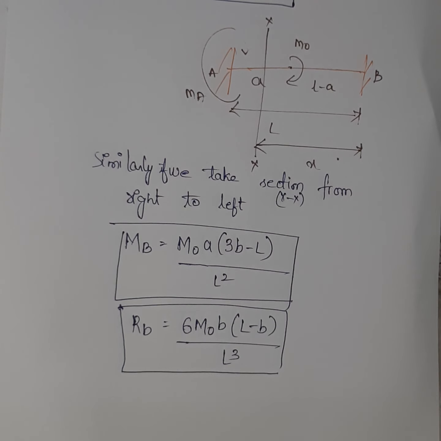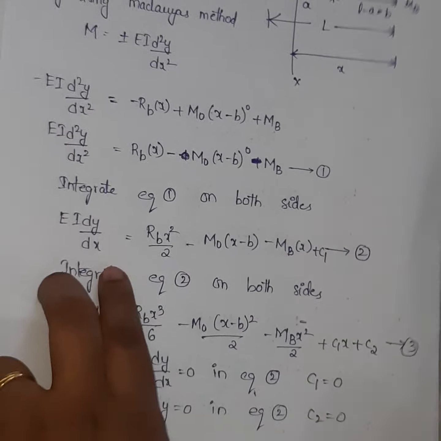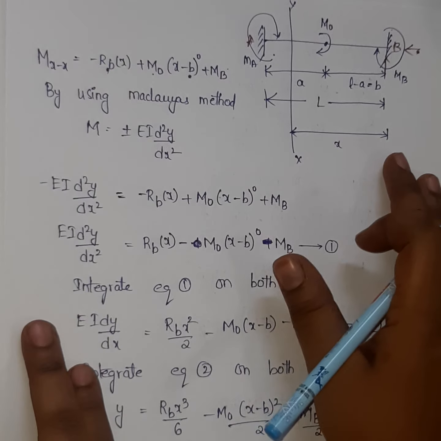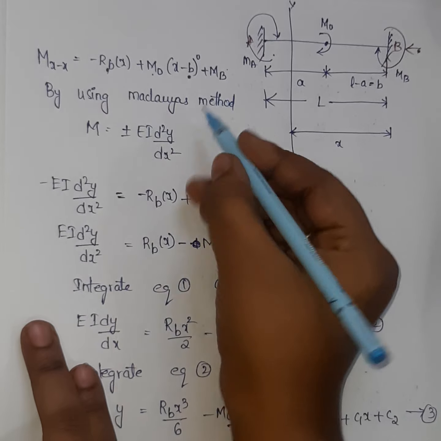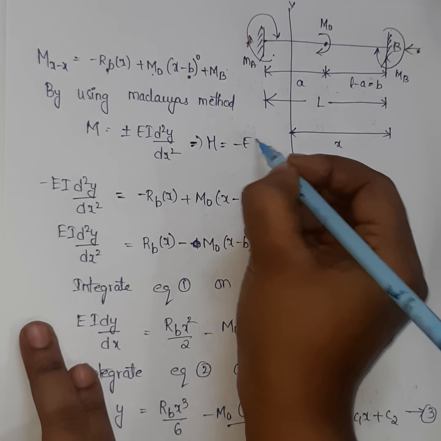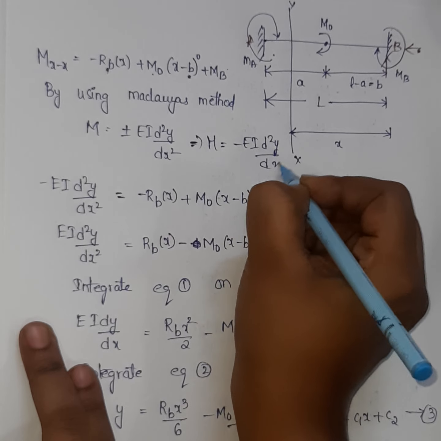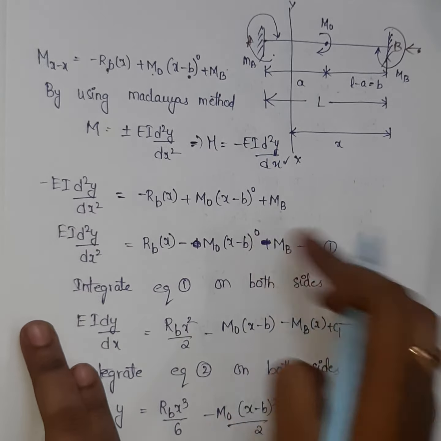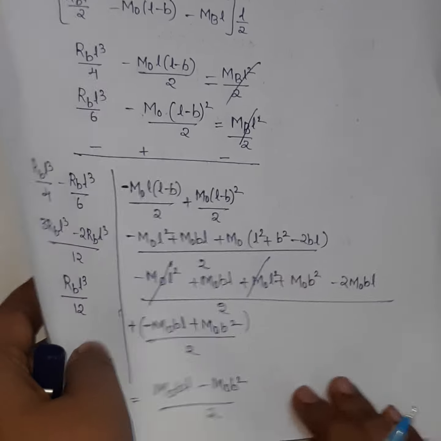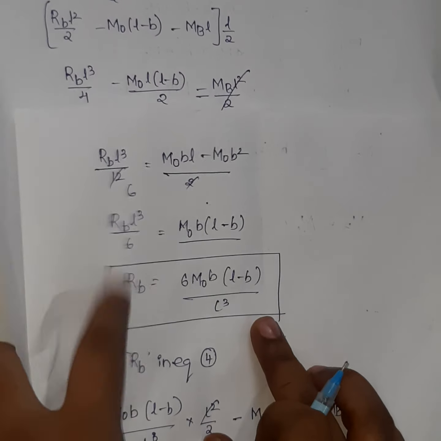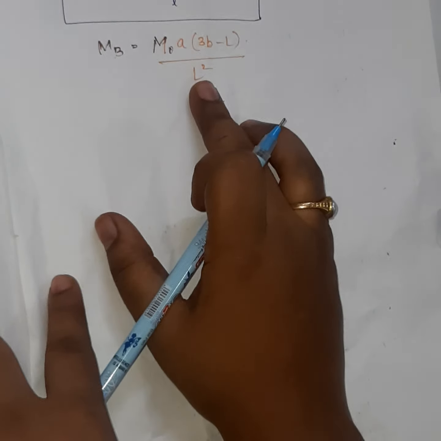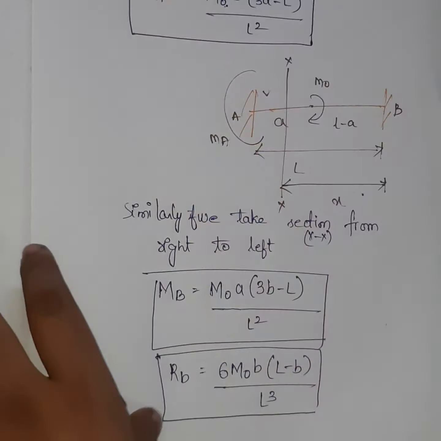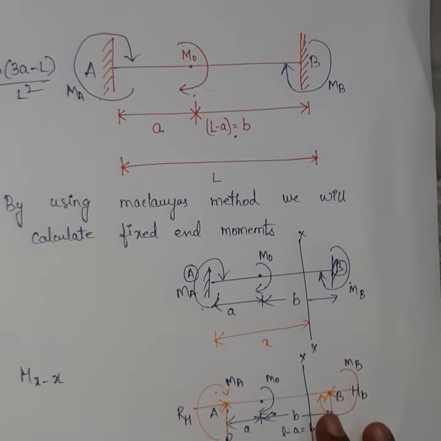Once again I am keeping this equation for a minute. See here, I have just taken from right to left. For Macaulay's method, M is equal to minus EI d square y by dx square. This is the substituted equation. On doing the calculation you will get the RB value. Next, you substitute this RB in equation 4, and you will get this value. This is the longest derivation, but once you understand it, it becomes very easy.